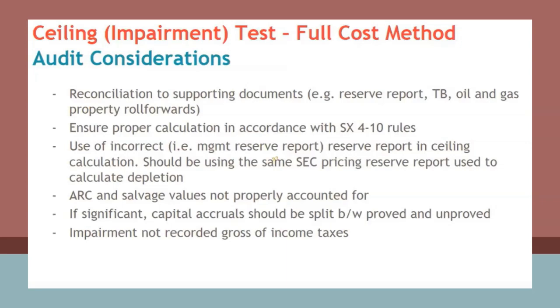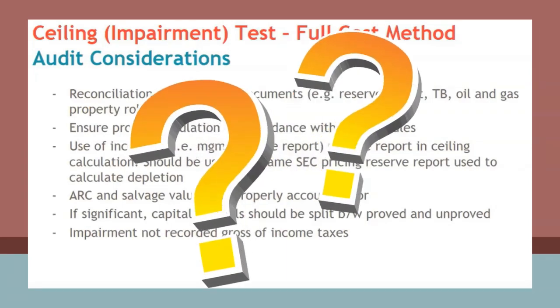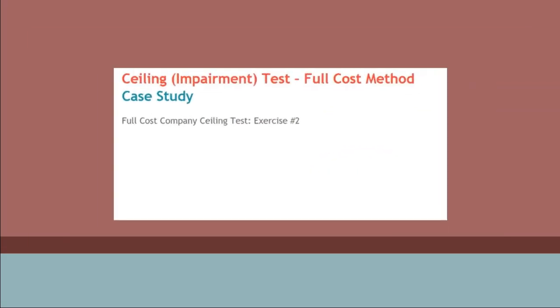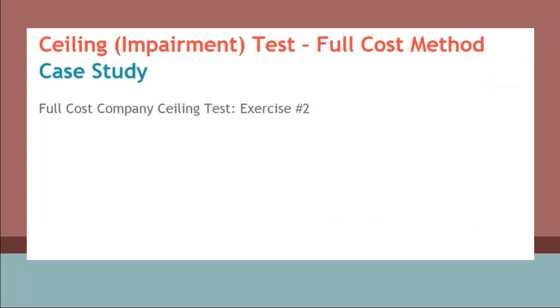Yeah, looks good. Here's a question. How often should the ceiling impairment test be performed? The answer to that question was quarterly. Public companies are quarterly. All right, let's jump into an exercise real fast.